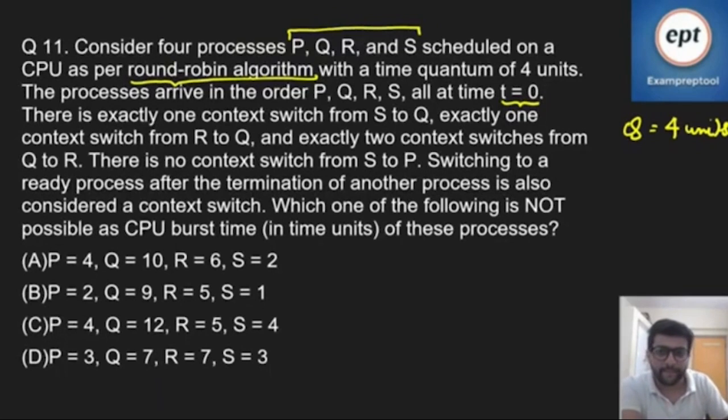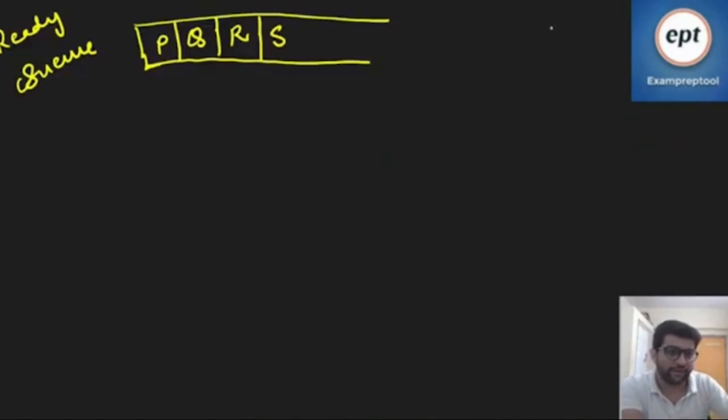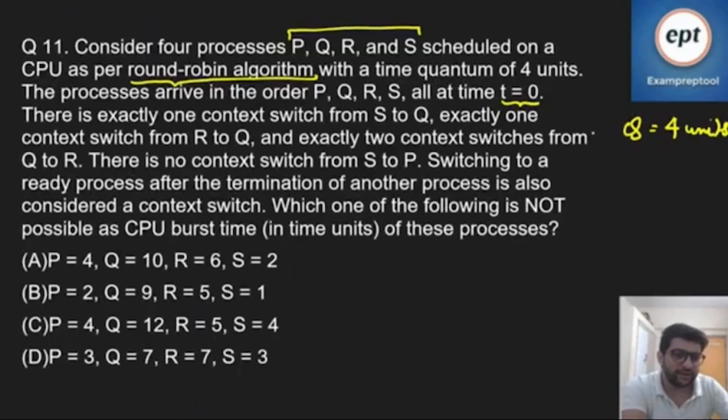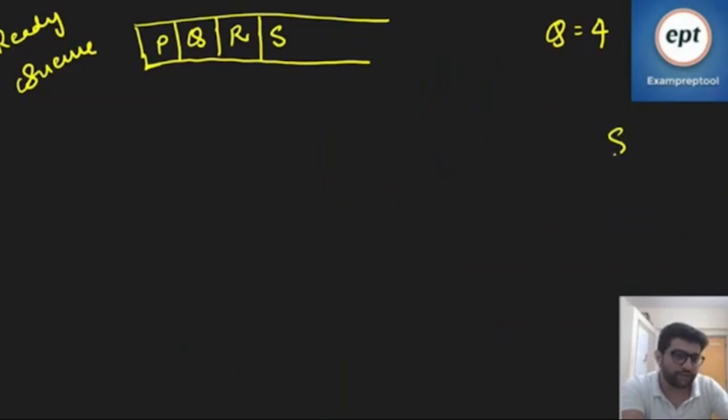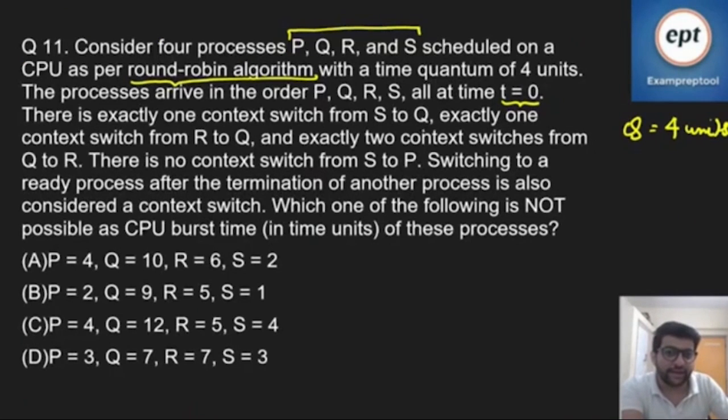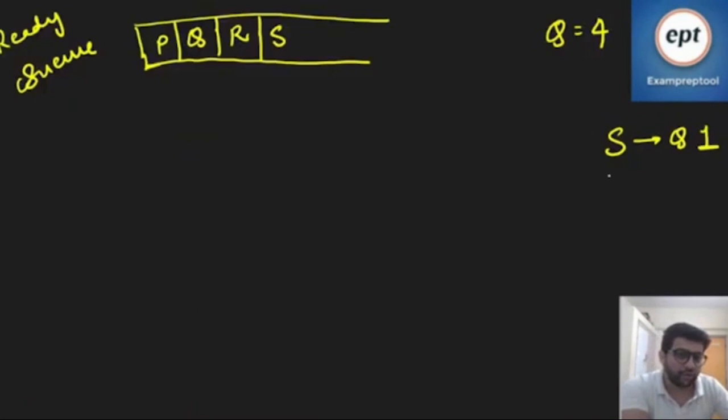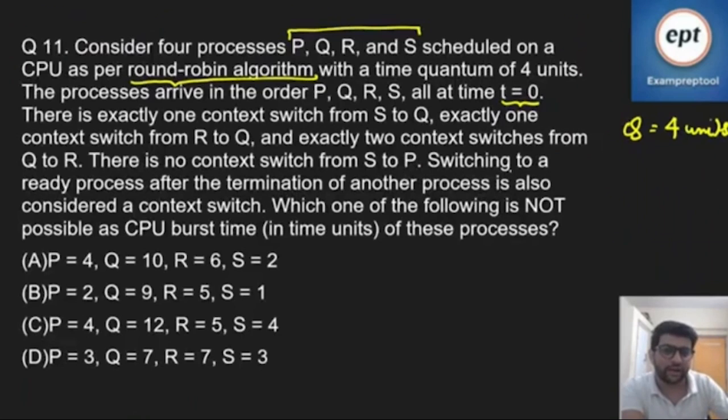Right? There is exactly one context switch from S to Q. Let's also write the time quantum here. So S to Q, there is exactly one context switch, right? Exactly one context switch from R to Q. R to Q also there is exactly one context switch.